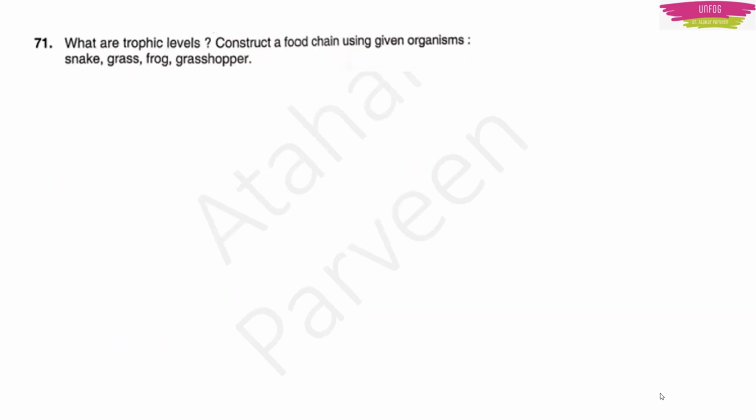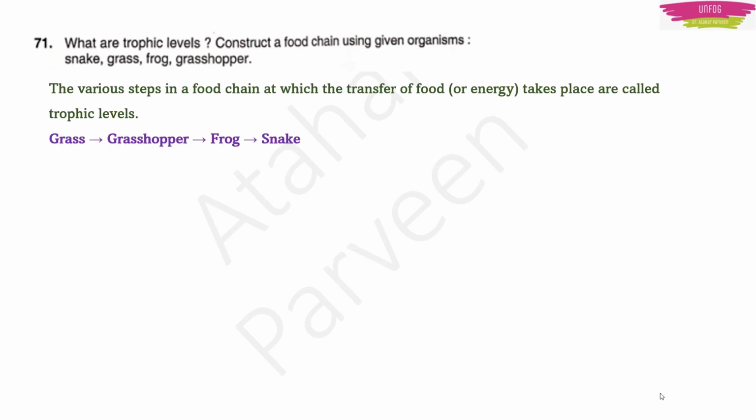Next question. What are trophic levels? Construct a food chain using given organisms: snake, grass, frog, grasshopper. Similar question was asked in maths and science question paper also. There they asked what are food chains, and then to construct this food chain they have given eagle also there. Okay. Anyway, so various steps in food chain at which the transfer of food or energy will take place.